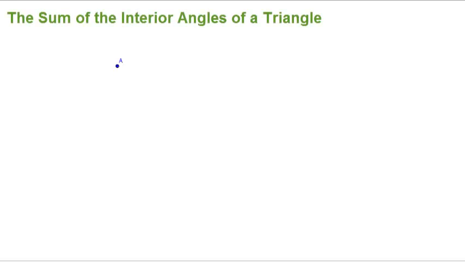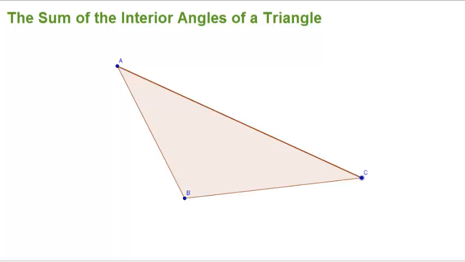Since elementary school, it has been beaten into our brains that the sum of the angles of a triangle is always 180 degrees. We all know this, but do we know why? Well, let's construct a triangle in GeoGebra to see if we can figure this out.